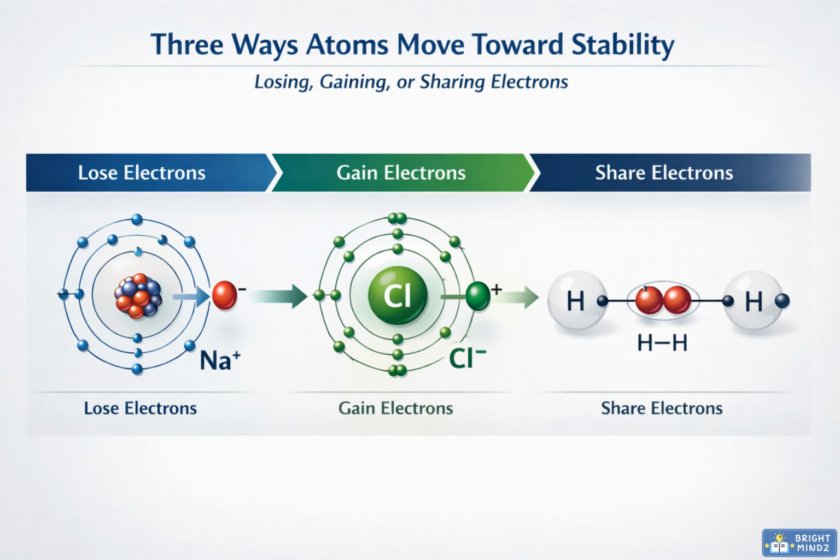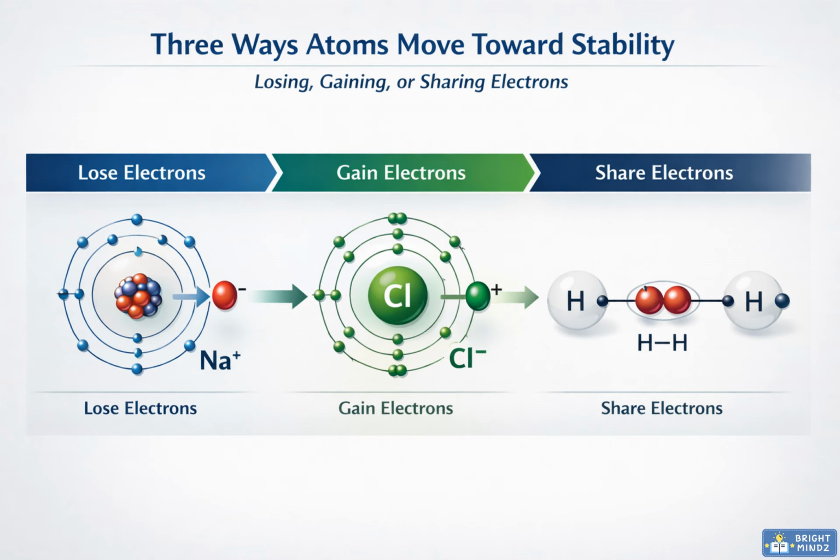There are three main ways atoms move towards stability. First, some atoms lose electrons. Metals like sodium often do this, forming positive ions because they now have more protons than electrons. Second, some atoms gain electrons. Nonmetals like chlorine may accept an electron and form negative ions. When electrons are transferred in this way, ionic bonding can result.